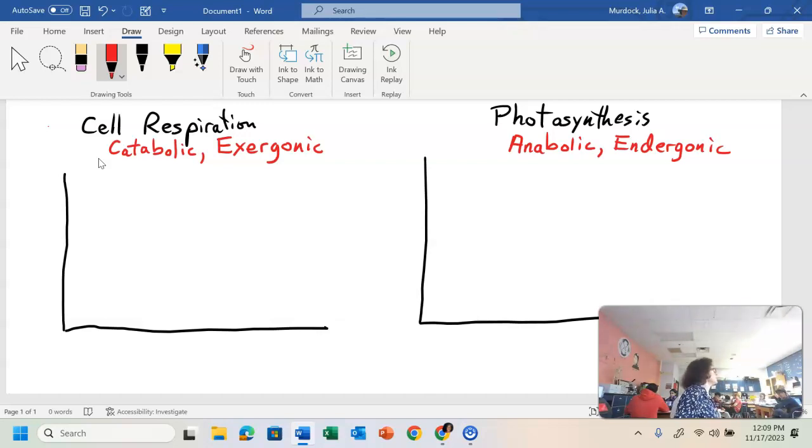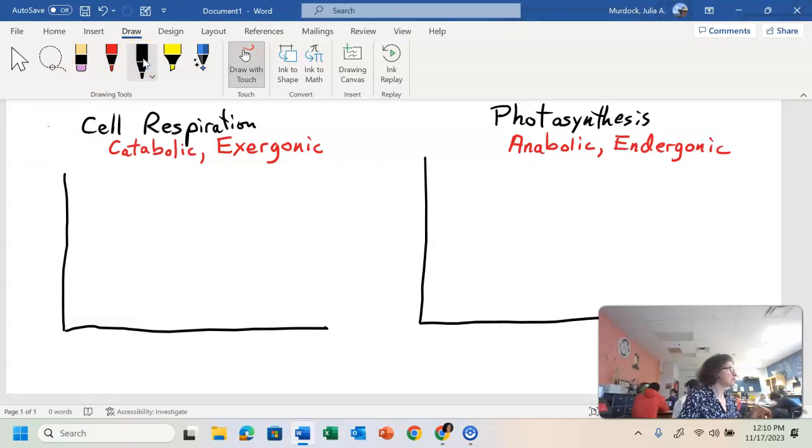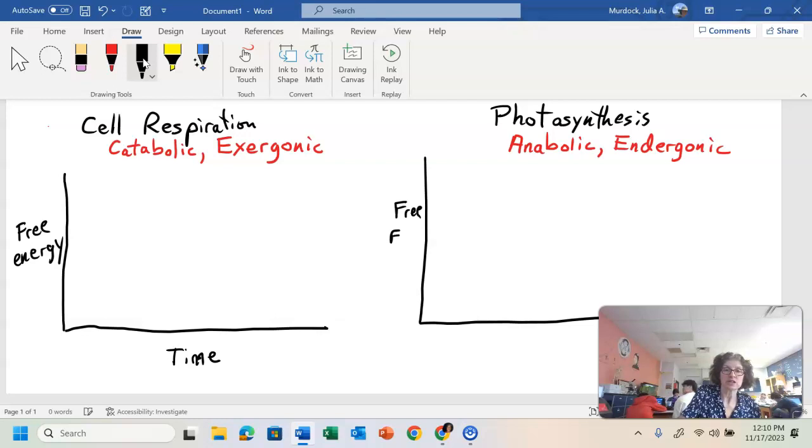Free energy is the energy that is available to do work, either potentially or kinetically. So in these graphs, we're measuring where the energy is starting, where it's ending, and what it's doing in between. That's a good question. So that leads me to put things on my axes here. We're measuring free energy, and free energy can take either potential or kinetic form. And in both cases, we're looking over time. So it's free energy over time, just over the progress of these reactions.